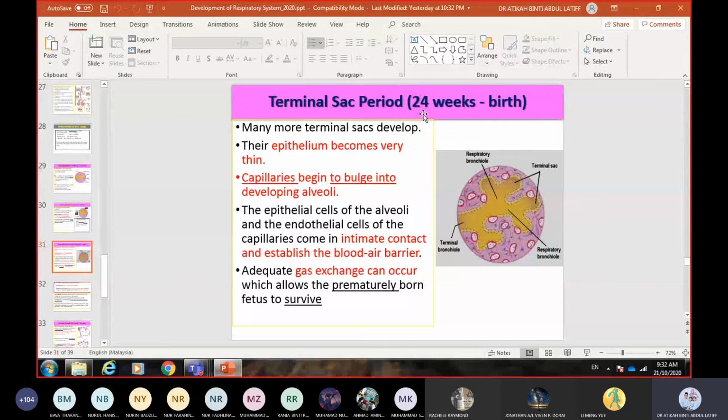So imagine this is happening between 24 weeks to birth. If the baby is born during this time, gas exchange can already occur, but it's very premature. But this process will mature even more until birth. So at birth, they should have been prepared and gas exchange can occur continuously.